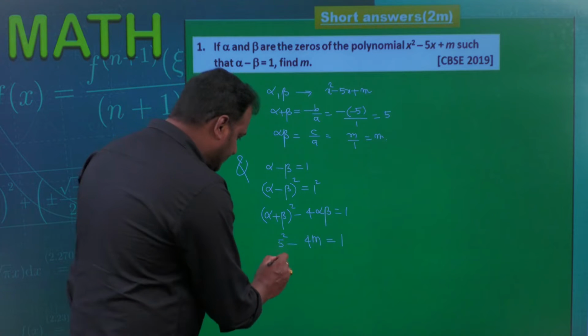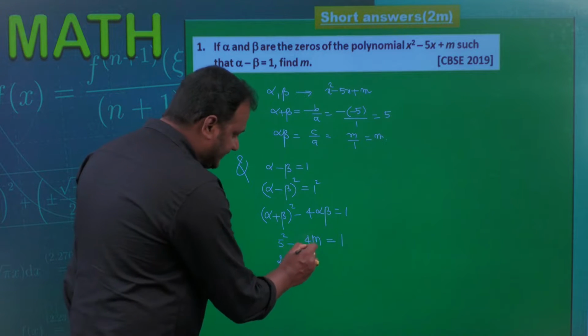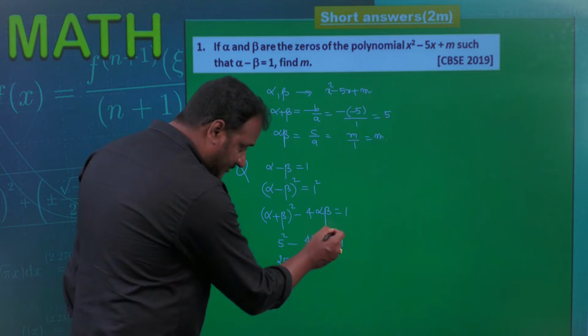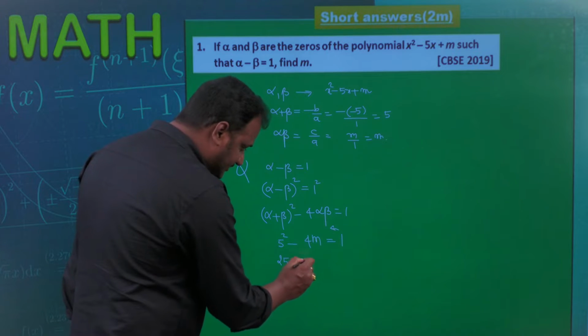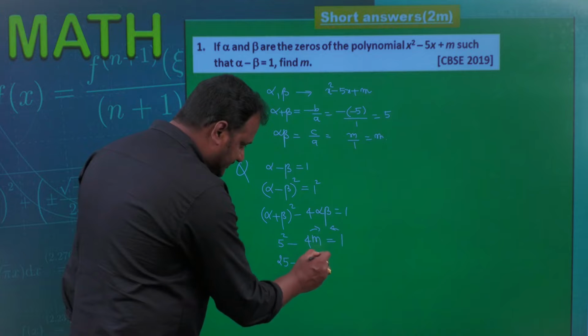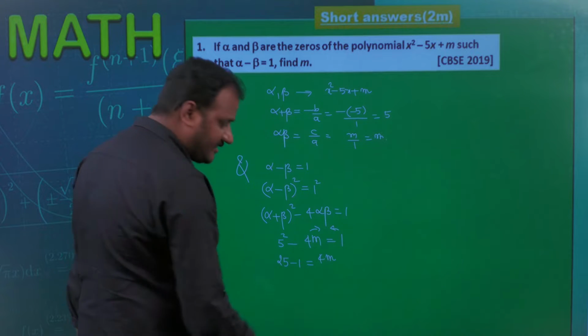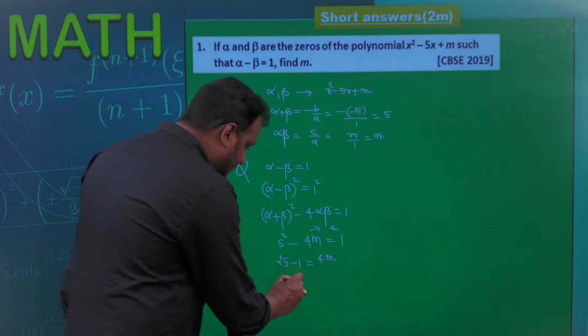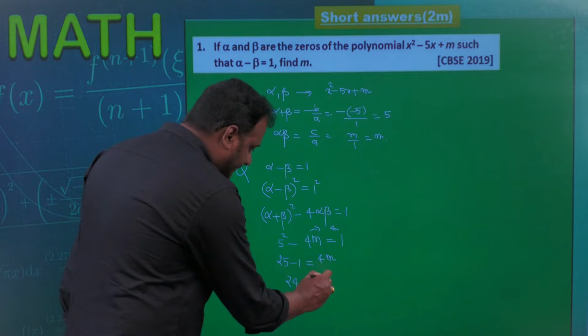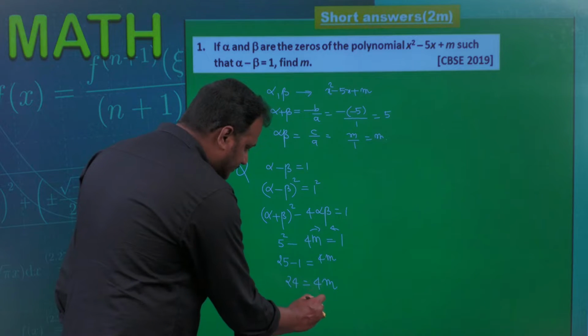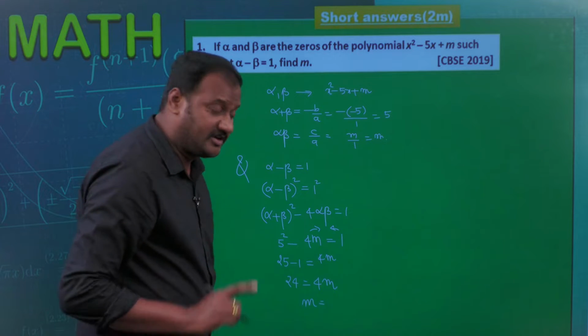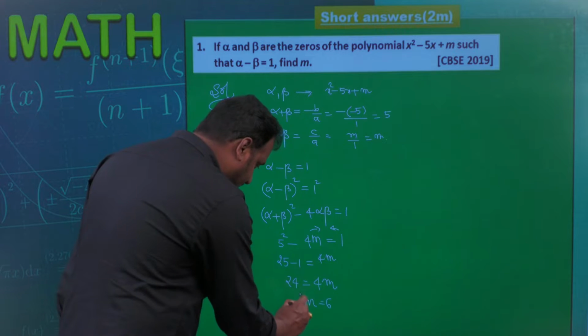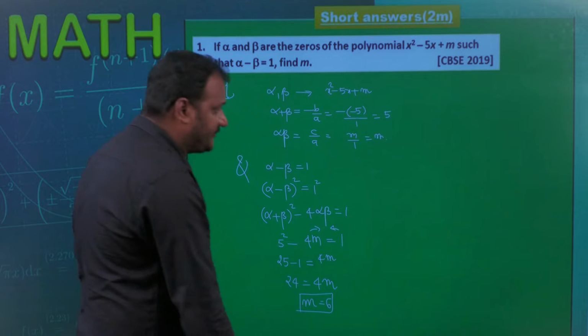Right? So 5 square is equal to 25. Transposing the 1 to this side, it would be minus 1, and transposing 4m to that side, it would be plus 4m. So 25 minus 1 is equal to 24. 24 is equal to 4m. Therefore, the value of m is going to be 4. How much is 24? 4 sixes are 24. This is the value of m.